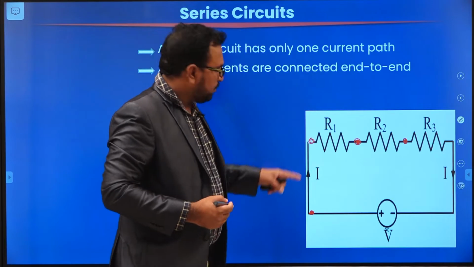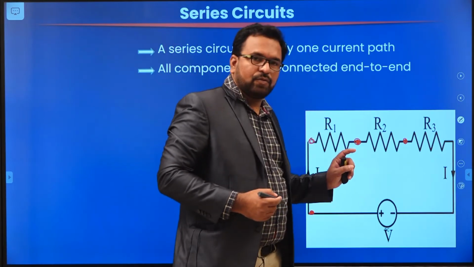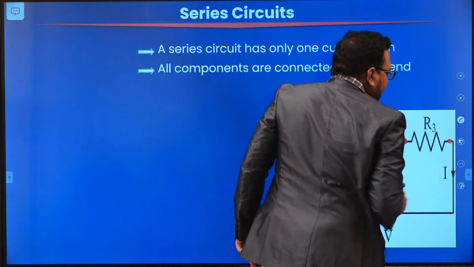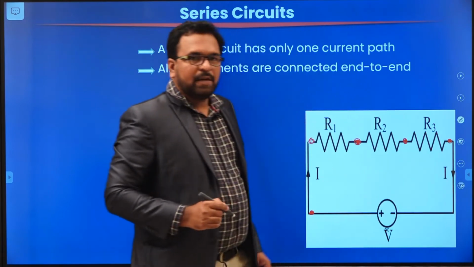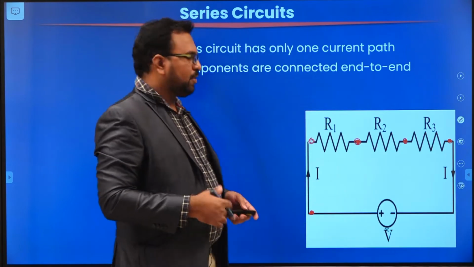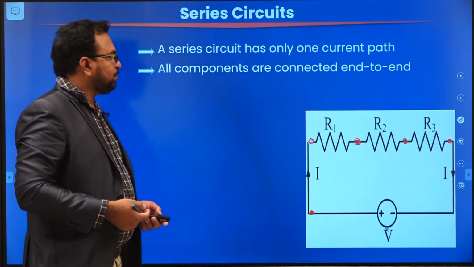The starting terminal of R1 is connected to the positive terminal of the source, and the ending terminal, or second terminal, of R3 is connected to the negative terminal of the source. So all the components are connected end to end. Here observe that more than two nodes are involved.